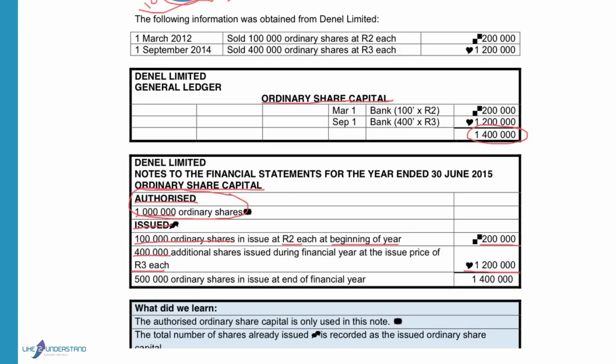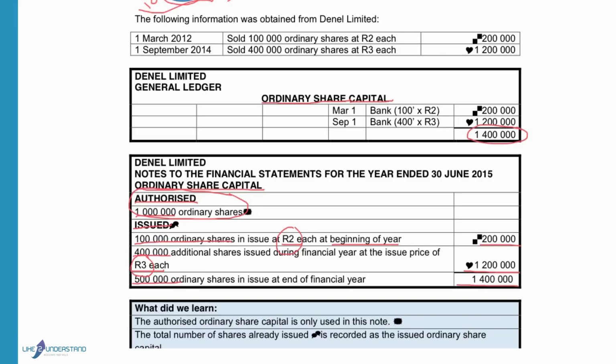Now, how many shares do you have at the end of the year? The 100,000 plus the 400,000. So we have 500,000 ordinary shares at the end of the year, and the money that was obtained for those 500,000 shares was 1.4 million. You will see that the issue price was not the same. The first shares were sold at 2 rand each. When they obtained more capital, they issued the shares at 3 rand each.